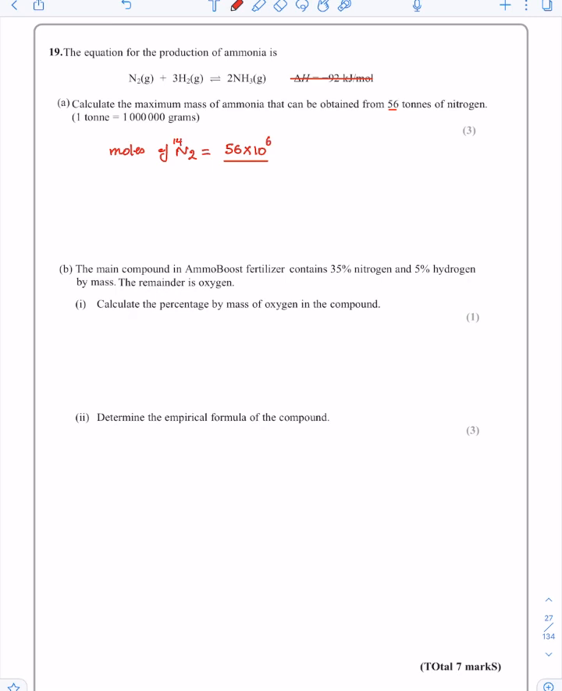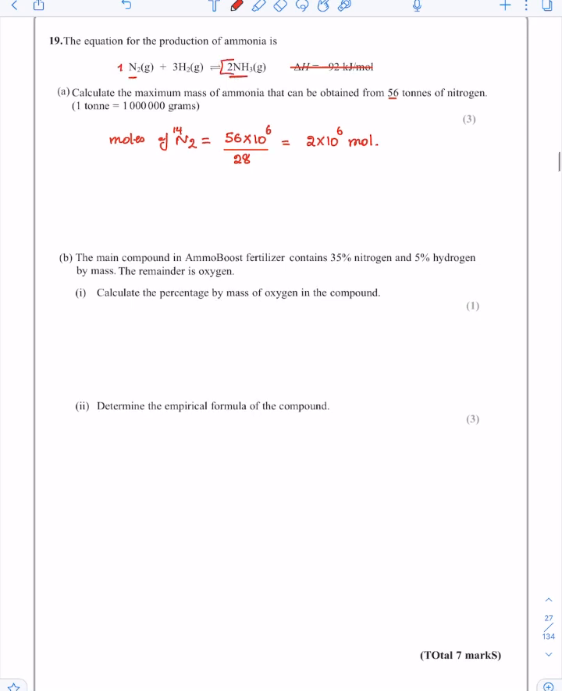ال MR of nitrogen اللي هي كام؟ اللي هي 14 by 2 اللي هي 28. يبقى 56 divided 28 يبقى دي معناها 2 million moles. 2 million moles. Step 2 نعمل ratio between النيتروجين and ammonia. الريشيو كام لكام؟ الريشيو 1 to 2. يبقى كده المولز of ammonia is double المولز of nitrogen. يبقى 2 by 2 times 10 power 6 اللي هي 4 million mole.